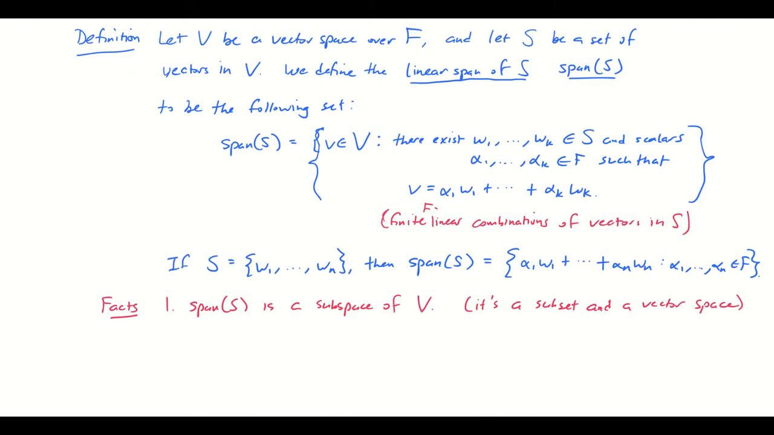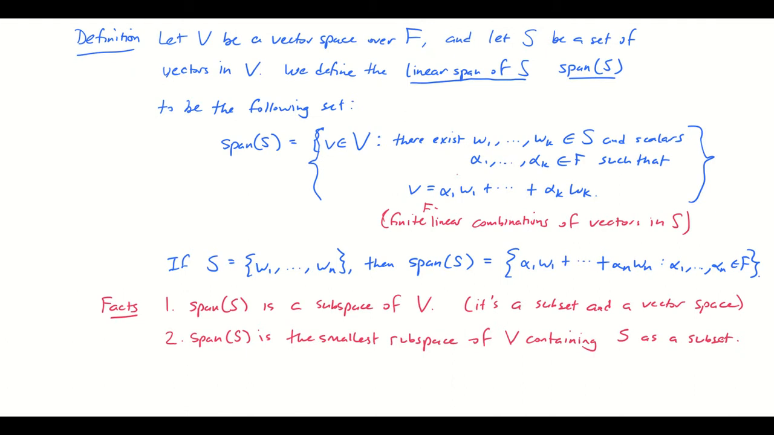But equally important to know is the fact that the span of S is the smallest subspace of V containing all the vectors in S. So containing S as a subset. It is the smallest subspace of V that contains all the vectors in S. Okay, why is that true?